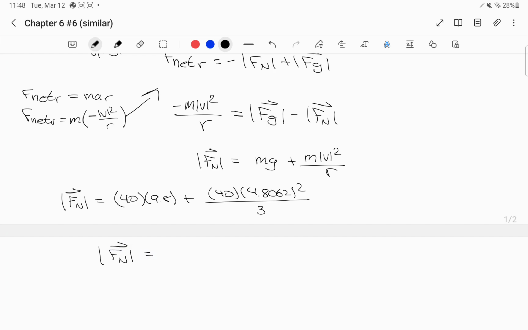Plugging that into your calculator, you should get, I believe, 700. Let me just double check. Plus we have 40 times 4.8062 squared divided by 3. And to be exact, you'd get 699.9941 newtons, which rounds up to 700 newtons.